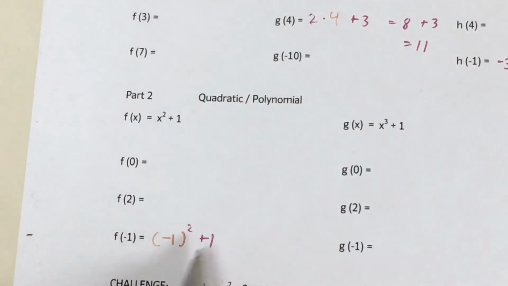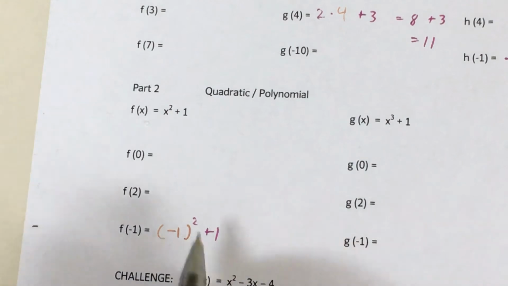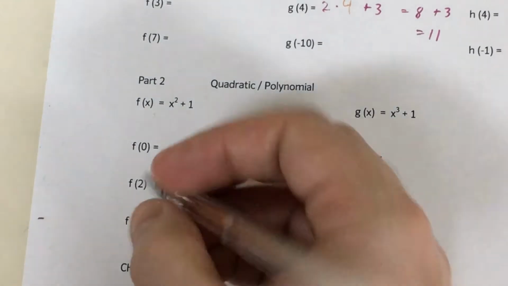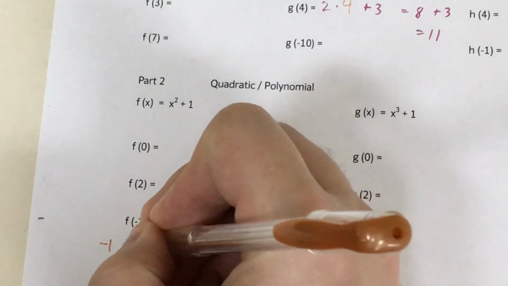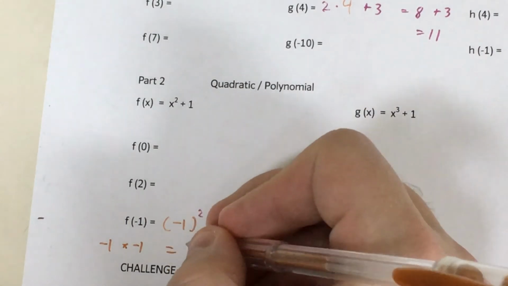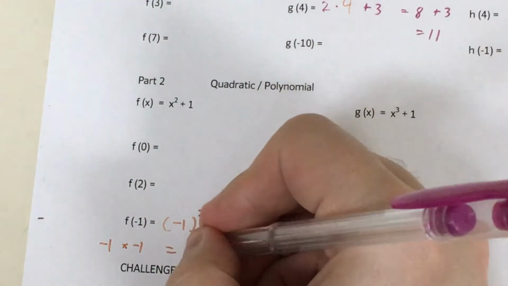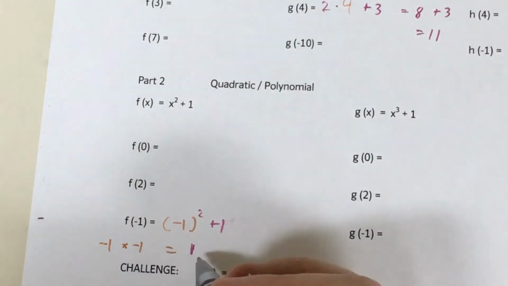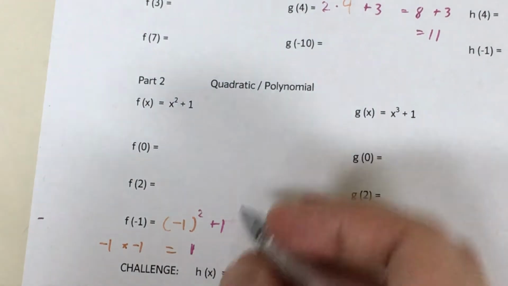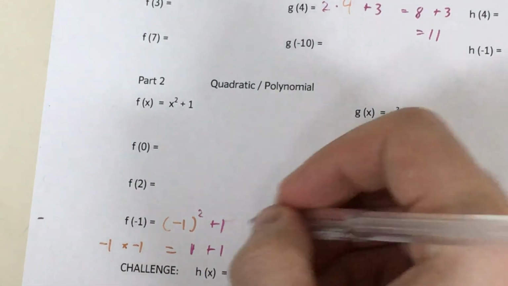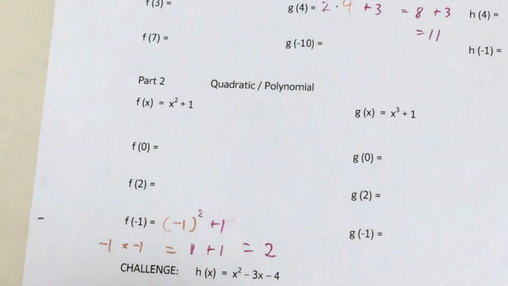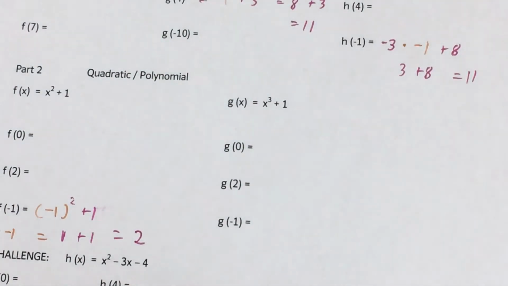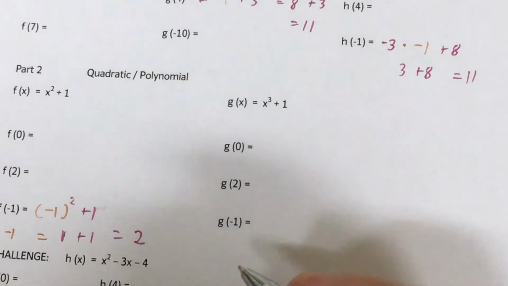I still write my squared and plus 1 normally. So now that I have negative 1 squared, this is the same thing as negative 1 times itself. Negative 1 times negative 1 would just give us positive 1, because a negative number times a negative number is a positive number. So positive 1 plus another 1 gives me an answer of 2. So f of negative 1 equals 2 here. And then over here, when we cube it, this is where it gets a little trickier.